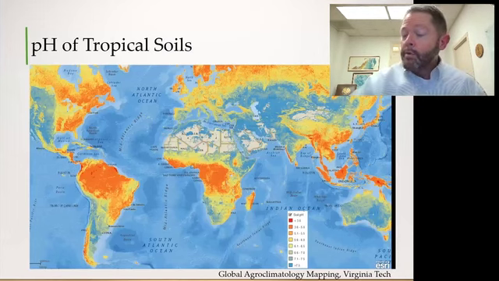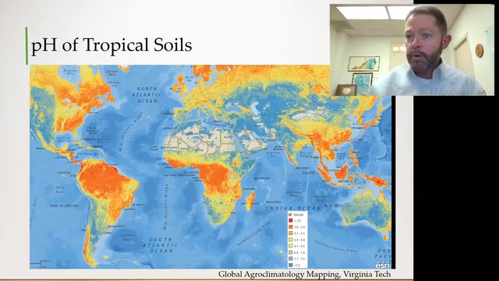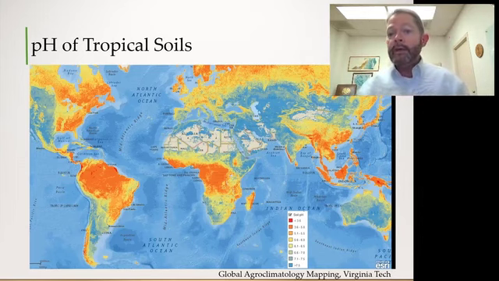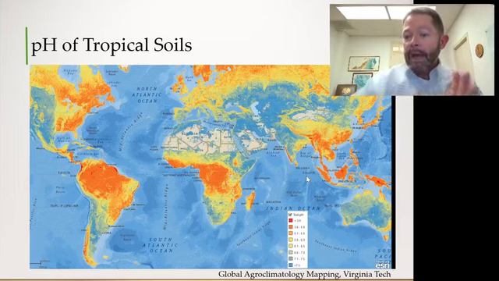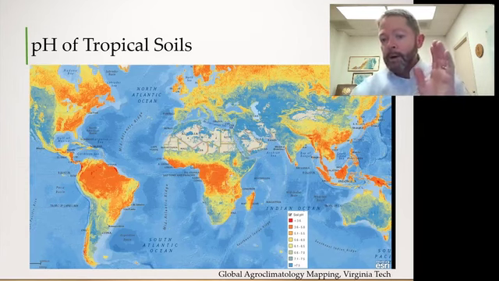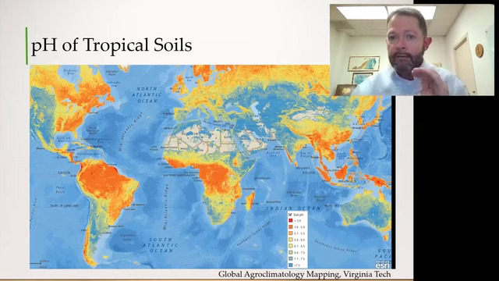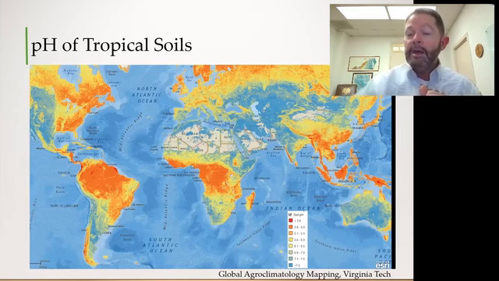pH is a very important soil property that helps to govern the fertility of soils and the availability of nutrients. And you can see in the humid tropics, say in South America, here in Central Africa, and in Southeast Asia in particular, that soils tend to be acid. They tend to be in the range of pHs of 4 or 5, maybe 6 in some cases. And that's very important for soil fertility.